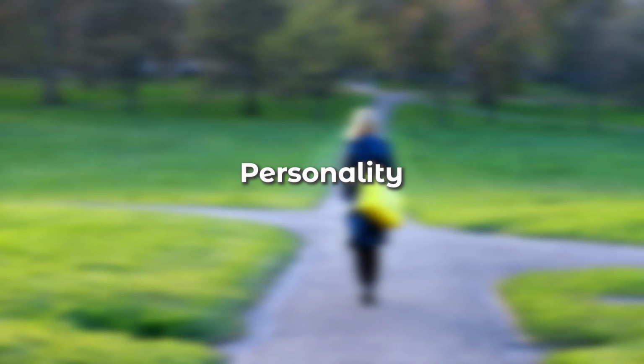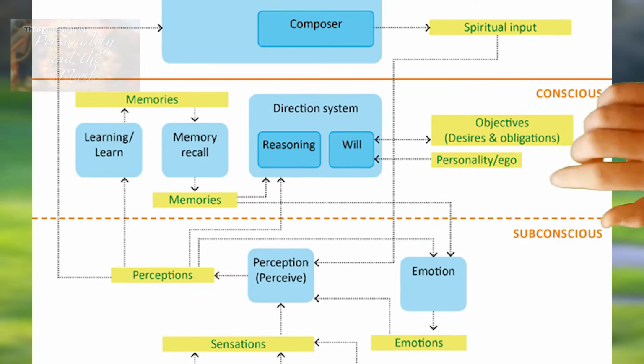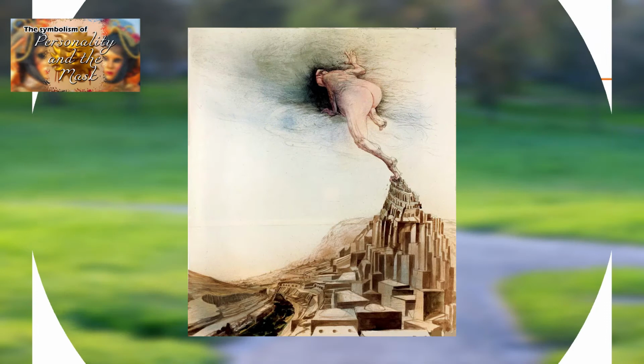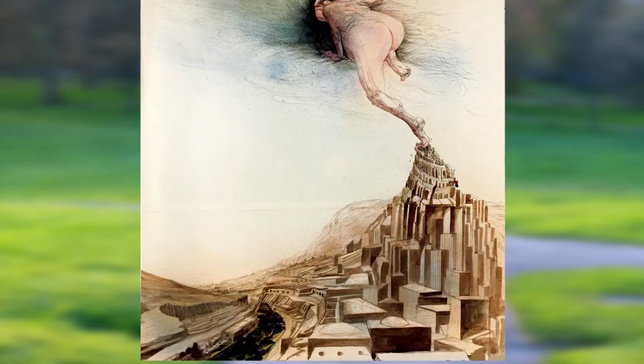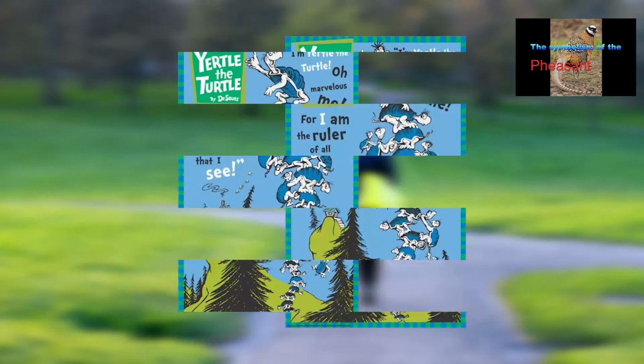Personality. The final input in the decision-making process is that of the personality, and we have a video on personality and the mask. And the ego. How strong the sense of I am is in the person. And we have an example of a very big I am in the example of the symbol of the pheasant. See video. The opposite of genuine humility.